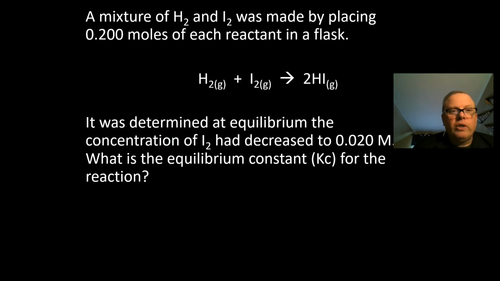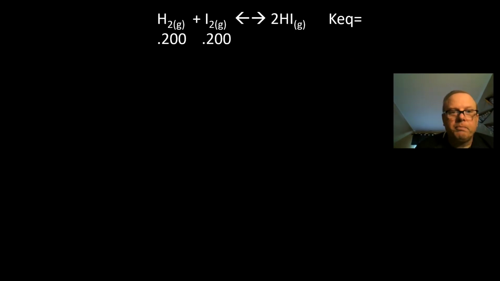Here is a typical question. A mixture of hydrogen and iodine was made by placing 0.2 moles of each reactant in a flask. It was determined at equilibrium that the concentration of iodine had decreased to 0.02 molarity. What is the equilibrium constant, or Kc, for the reaction? So what I want to do is find my K value for this reaction. In order to do this, we're going to need to use an ice table.